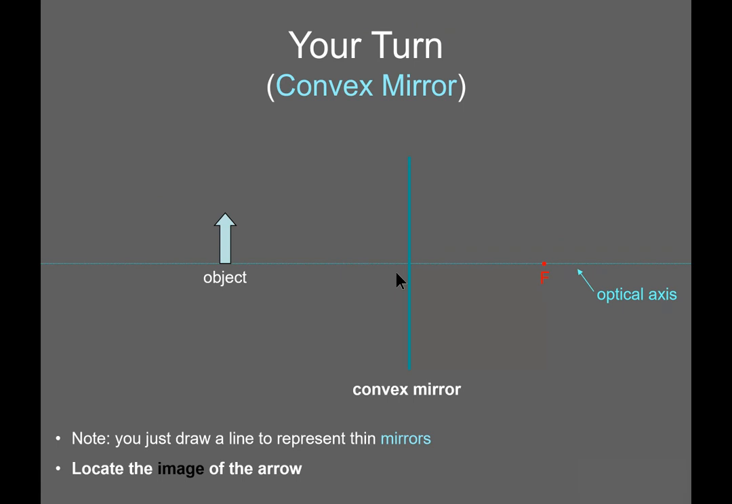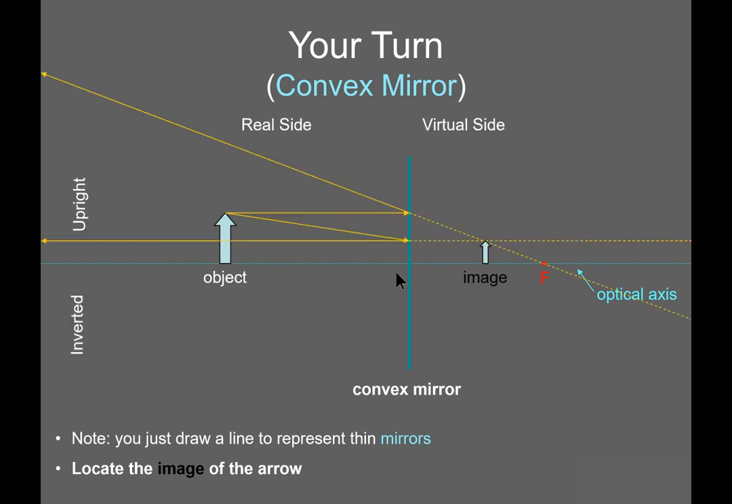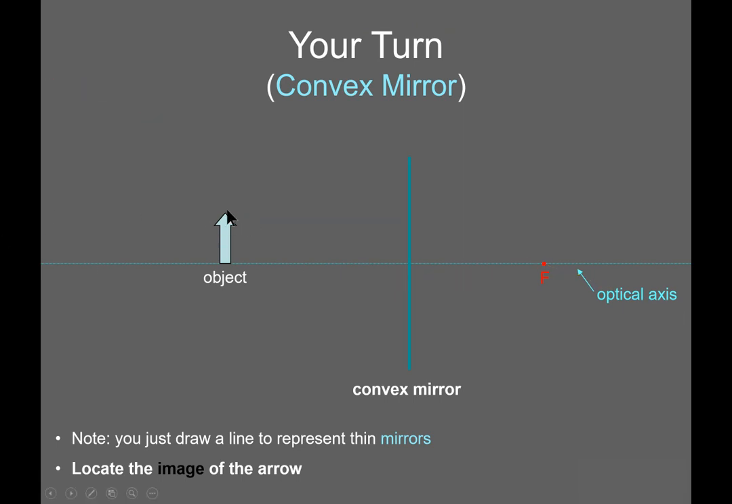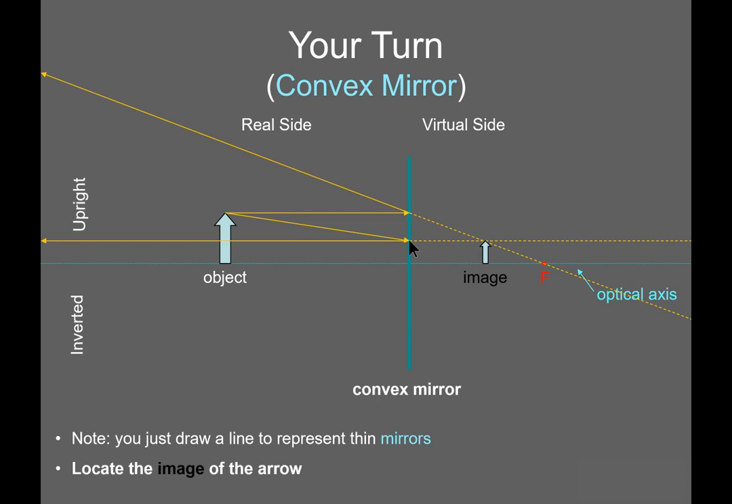Let's try it again. So you draw a straight line to the mirror, and then a diagonal line through the focal point, stopping at the mirror, and then a straight line out. And again, you get your image that is virtual and upright.